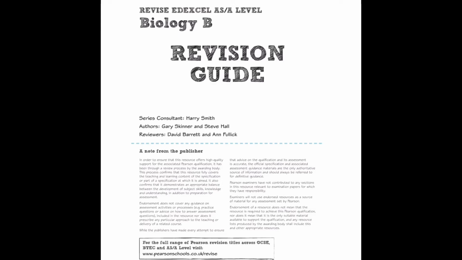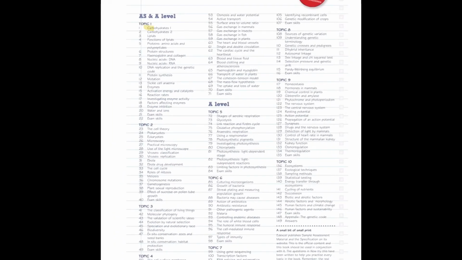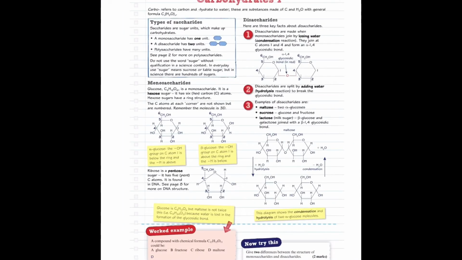Hey guys, and welcome. So we're going to be doing the Edexcel Biology B AS level exam recap, and we are doing Carbohydrates 1. So carbo means the carbon and hydrate means water, and you can see the elements of CH2O are within the formula for carbohydrates.